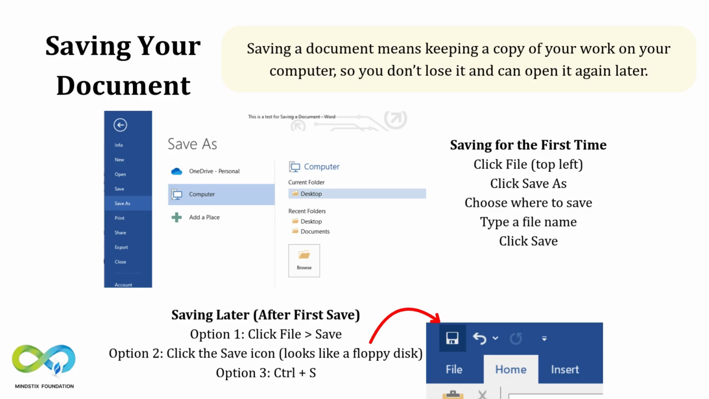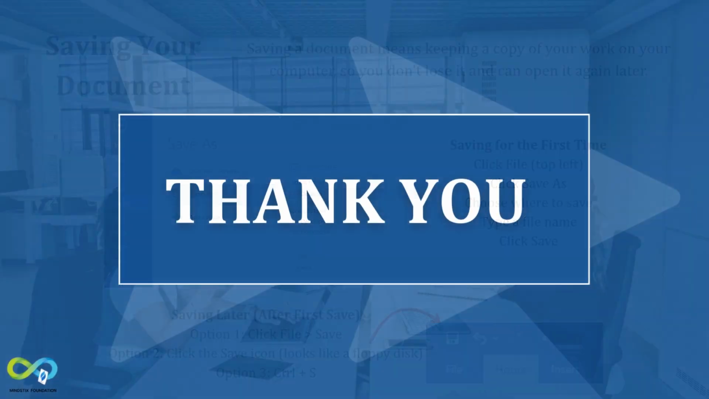After you have saved once, you can save updates just by clicking File, then Save, or pressing Ctrl and S. You can also click the small save icon that looks like a floppy disk at the top left corner of the screen. That is how you use Microsoft Word to type and format documents.